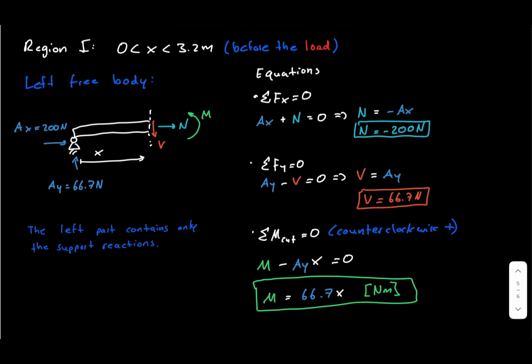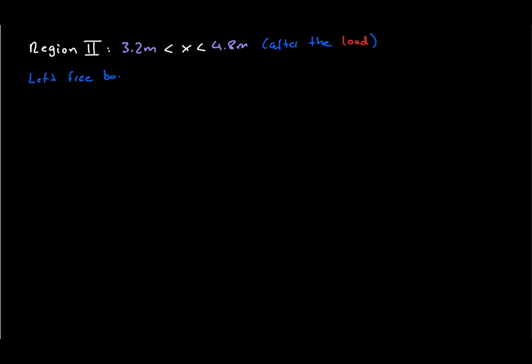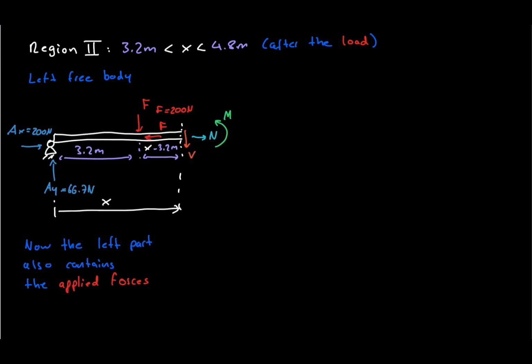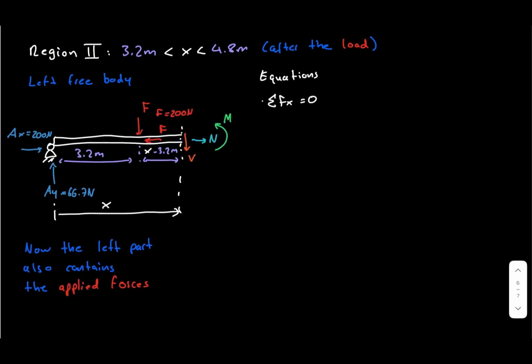Now we cut in region 2 after the load. The left free body now includes the support reactions and also both applied forces. Horizontal equilibrium gives AX minus 200 plus N equals 0. Since AX is also 200 Newton, the axial force becomes 0. This makes sense because the horizontal load cancels the horizontal support reaction.